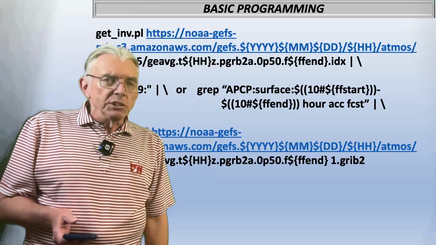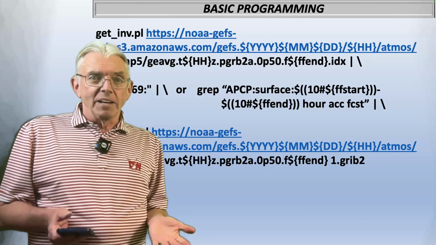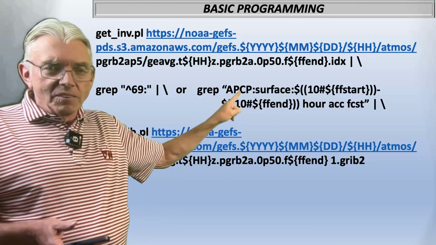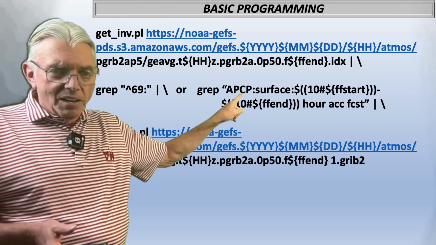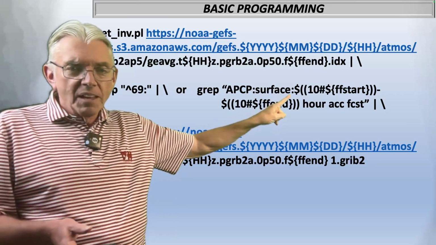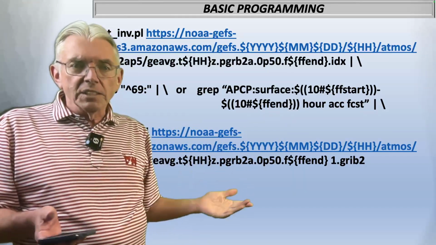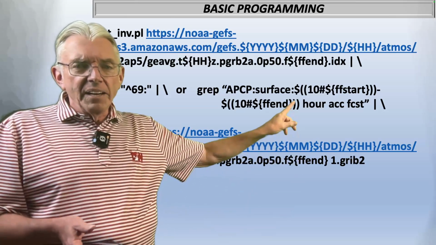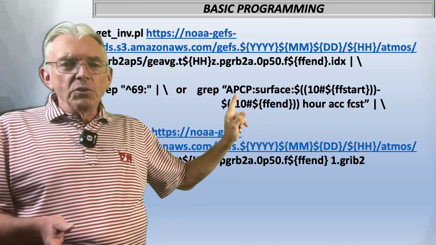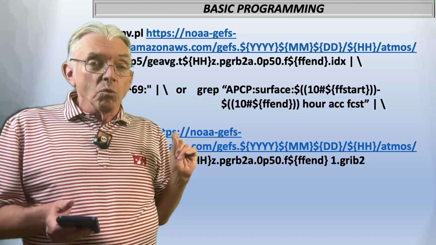In the middle, you have a command called grep, which is basically a search command, okay? So I can either do a search for this, which is going to be in the index file, okay? APCP, which stands for precipitation, at the surface, and we're going to go from FF start to FF end, so maybe 0 to 6, 6 to 12, whatever, okay? And then it says hour accumulated forecast, okay? Now, I can either do that, or I lucked out today and found out that you can use a record number.